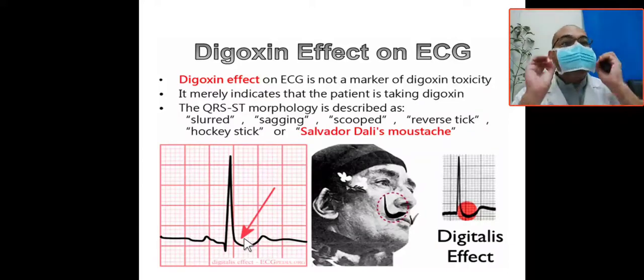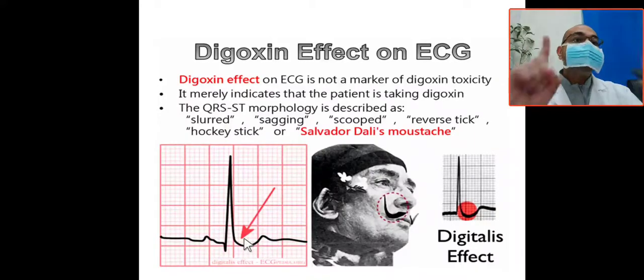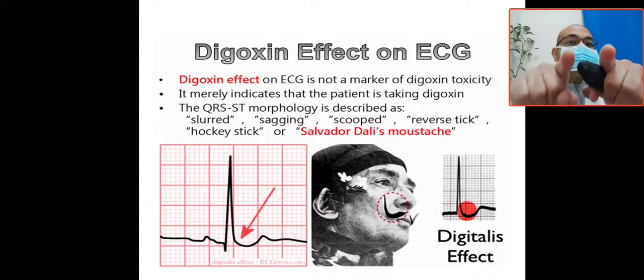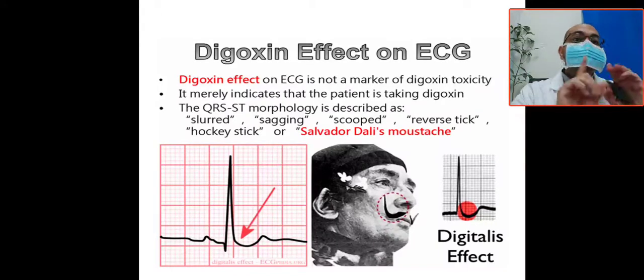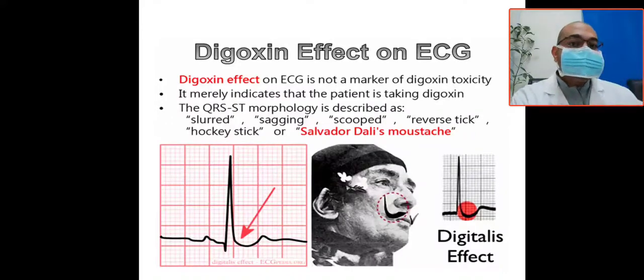What is the non-cardiac manifestation of Digitalis toxicity? Vomiting. You have to do an ECG looking for the digoxin effect on the ECG. This is not a marker of digoxin toxicity. It will be QRS-ST morphology, slurred, sagging, or scooping.